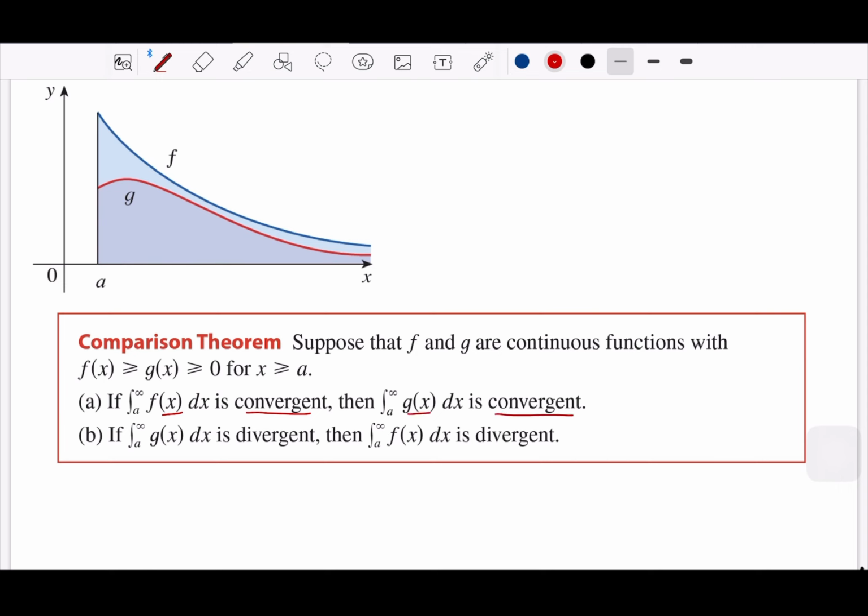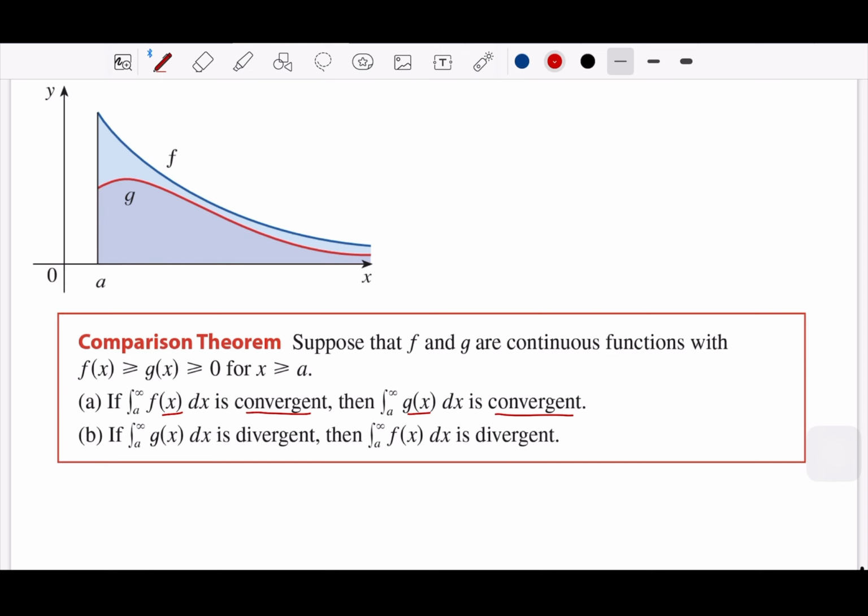But the second statement you need to be careful with, because most mistakes happen on the second statement. If g diverges, then for sure the f that is higher than g will diverge. But then you will ask, if f diverges, how about g? No, right? Keep that in mind, because sometimes in problem solving you will get a mix of that. But I believe that makes sense, right?